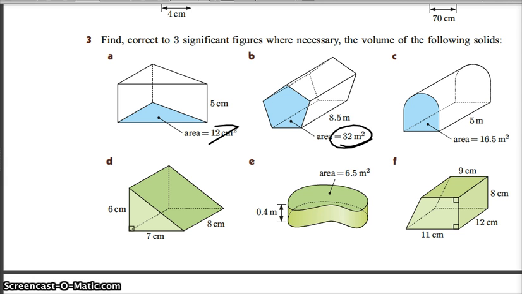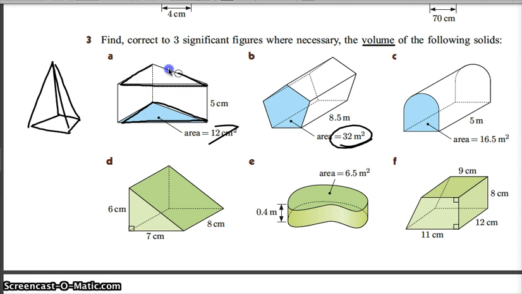Okay? They're asking you, find the volume of the following solids. So you say to yourself, are they prisms or are they pyramids? They're prisms because they don't come to a peak above it. Okay? Pyramids come to a peak above it. We've been through that. These are prisms because that shape is the same as that shape.